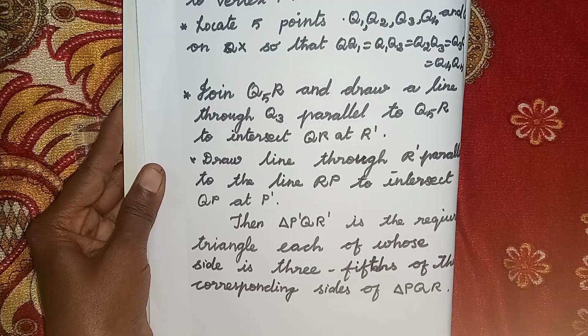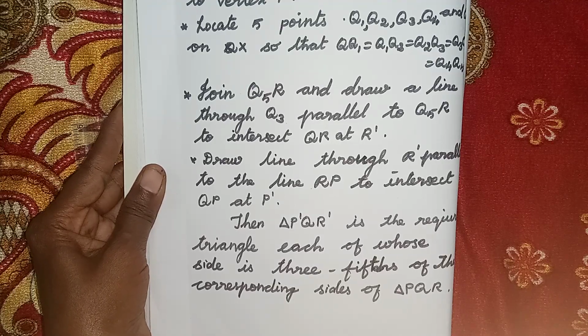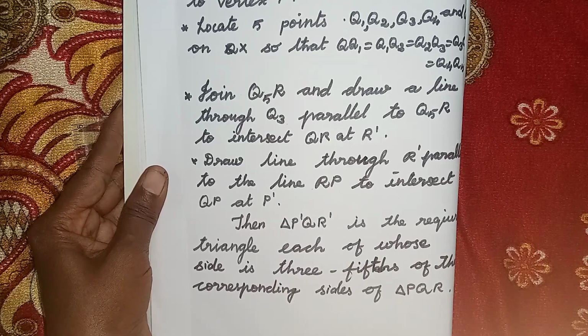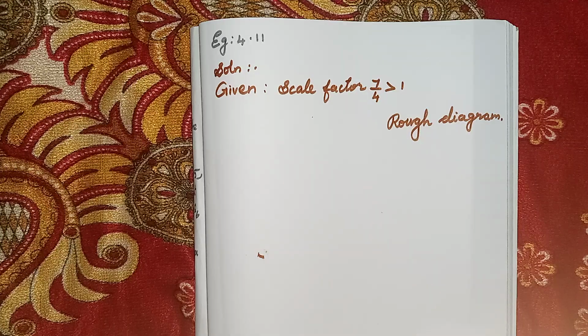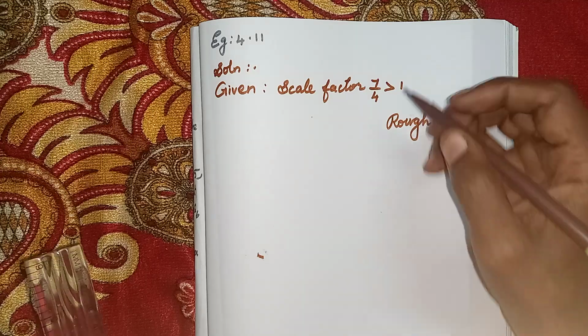Okay, any doubt in here? And now I am going to explain the next example question, Example 4.11. Listen. The question is: construct a triangle similar to a given triangle PQR with its sides equal to 7 by 4 of the corresponding sides of the triangle PQR. Scale factor 7 by 4.